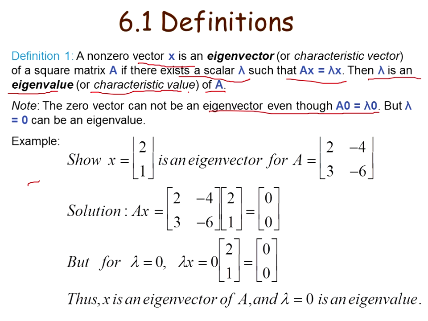So there are some small questions. Show x is an eigenvector for A. There is a small matrix, and we are going to multiply it with this x. We multiply, and we get 0 0. But for lambda equal to 0, lambda x is also 0. Thus x is an eigenvector of A and lambda is an eigenvalue.